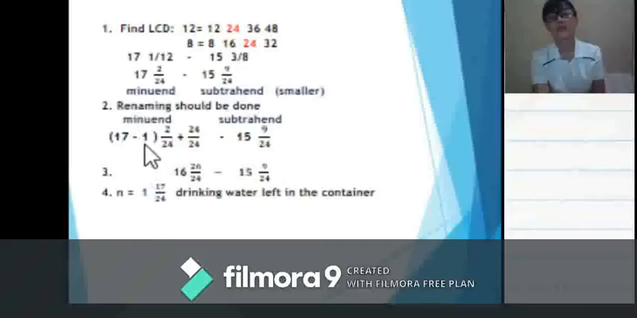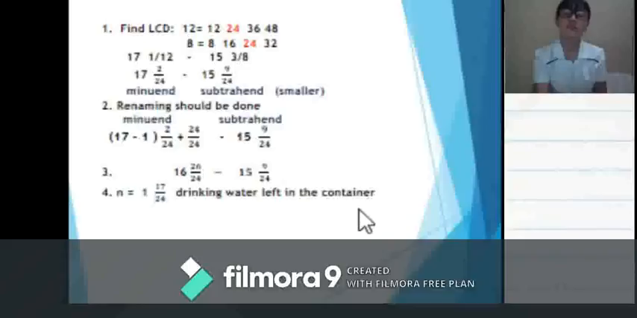As you can see, this one is an equivalent with the denominator of 24 over 24. So this will be your basis on how to give this one for the 17 whole part. And this 24 over 24, you have to add to this fraction, having an equivalent of 1. So the answer is now 1 and 17 over 24 of drinking water left in the container.